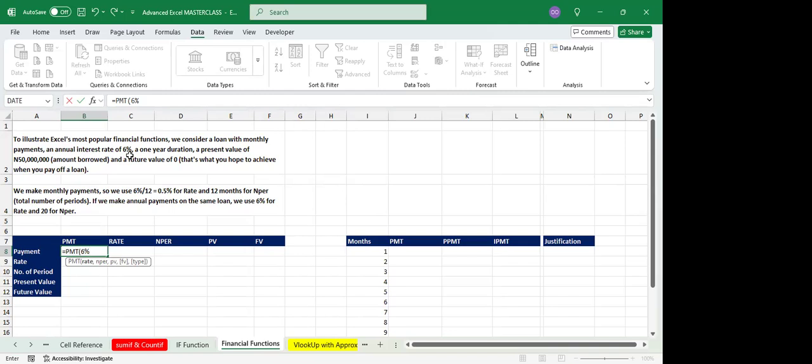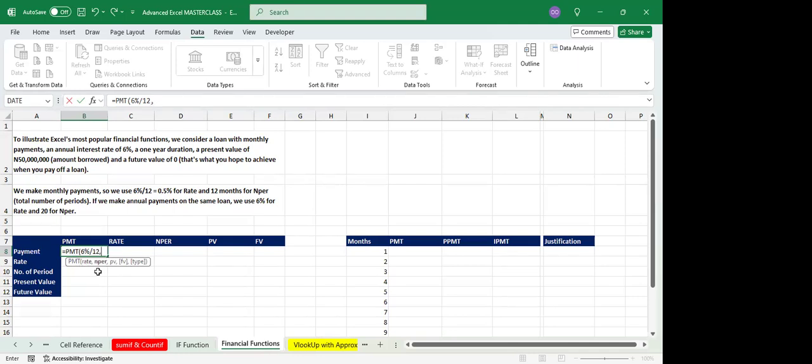If you are dividing 1 year into 12 months, it's going to be 12. So I'm going to divide that interest rate by 12, which translates into 0.5%. It means that every month the interest on that loan is 0.5%. But if you sum it together for the whole year, it makes the annual interest rate of 6%. So this is how to get my rate.